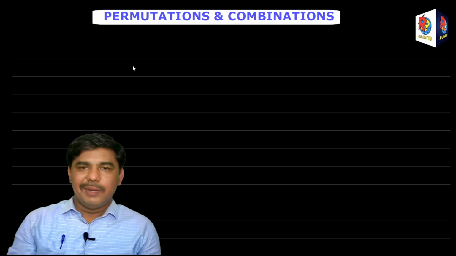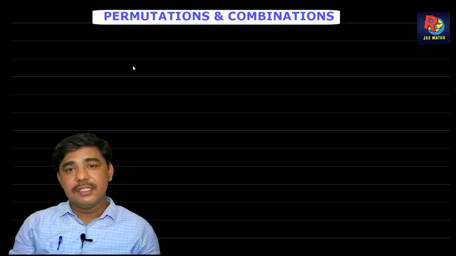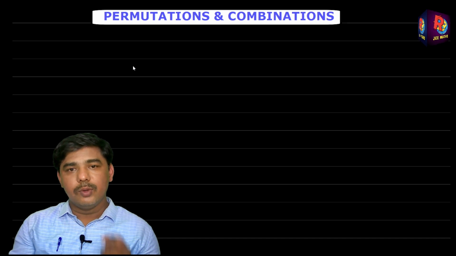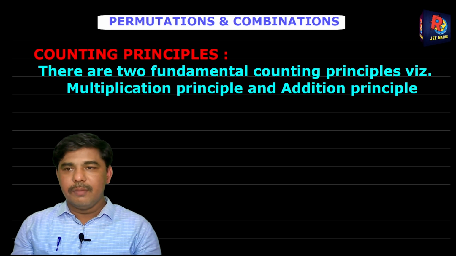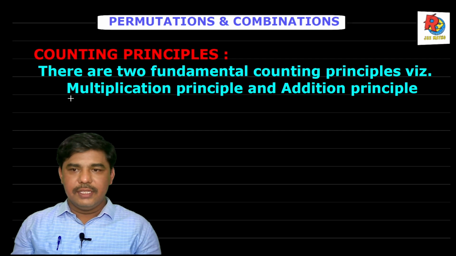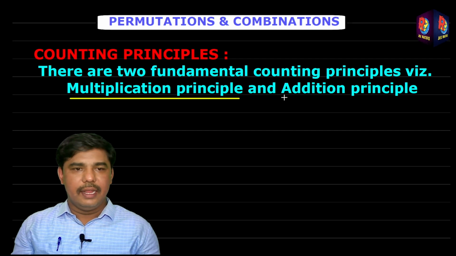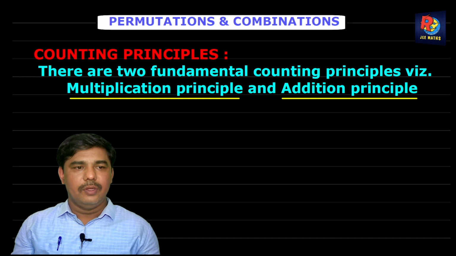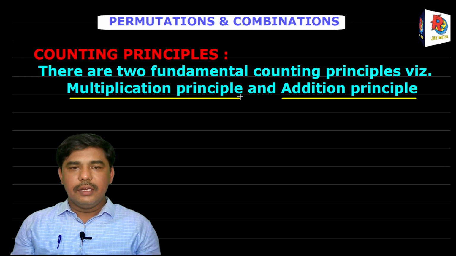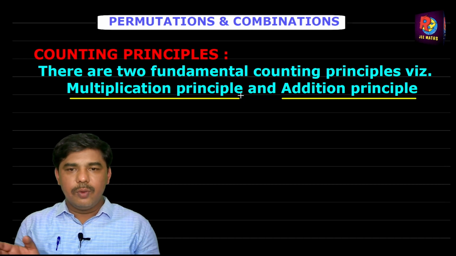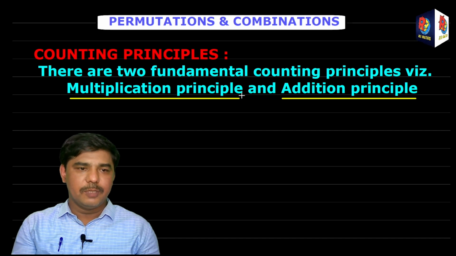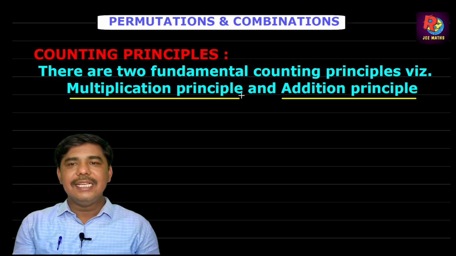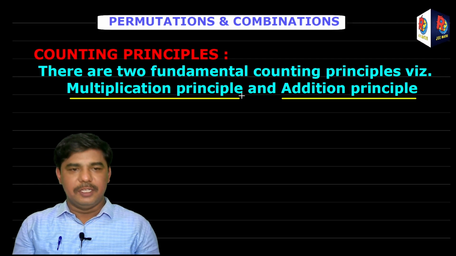Before starting the permutations and combinations chapter, first we need to know about the counting principles. There are two types of counting principles: one is the multiplication principle and another one is the addition principle. If you identify when to use the multiplication principle and when to use the addition principle, then you can easily apply counting principles.